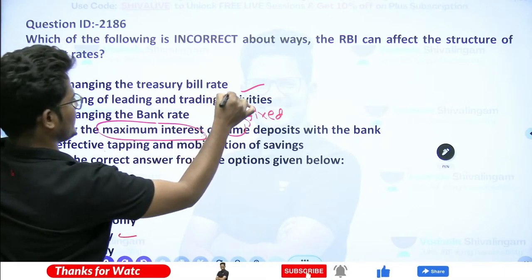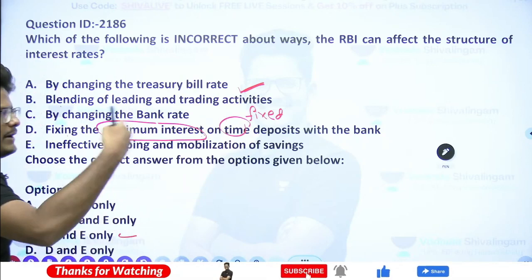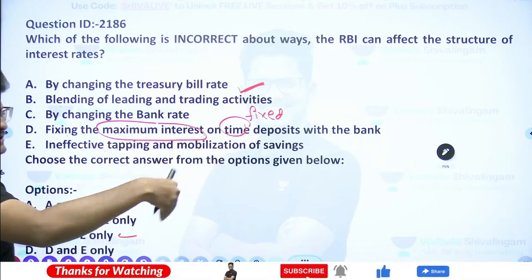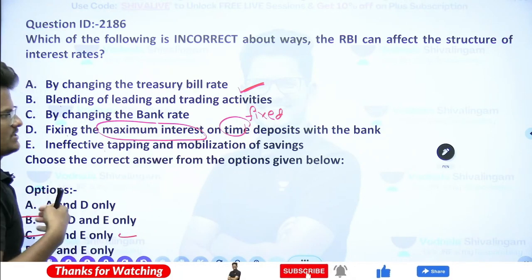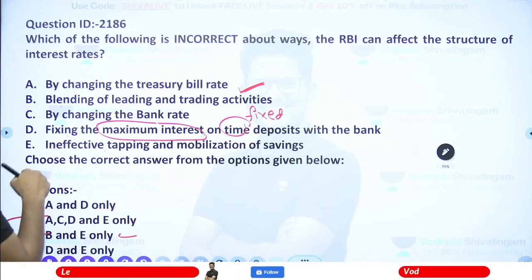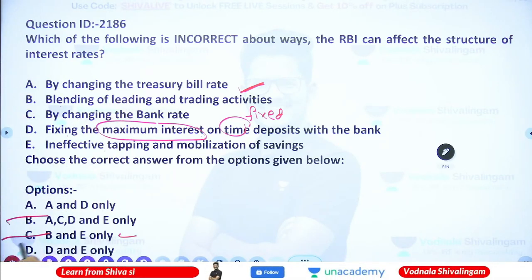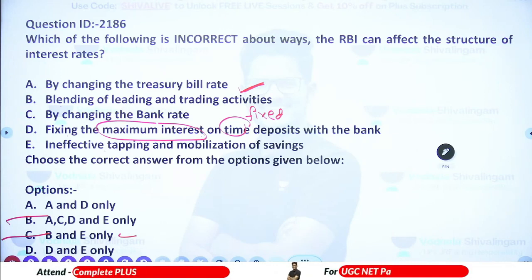Blending and lending of trading activity. Trading activity means buying, selling the loans, means giving loans and taking the deposits. That is what the activity of the bank. So blending and lending of trading activities. RBI can impact on it, but how to conduct the operation and how much extent it can go, that is a bank decision. RBI can only control it.